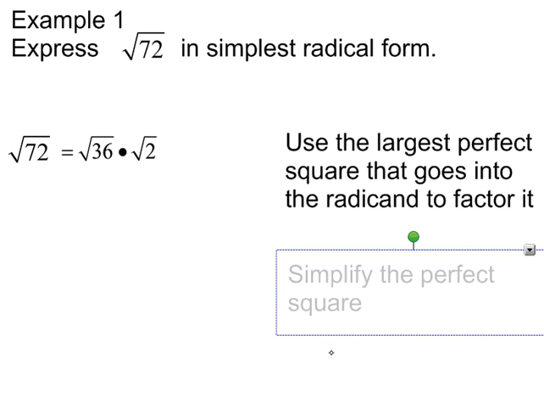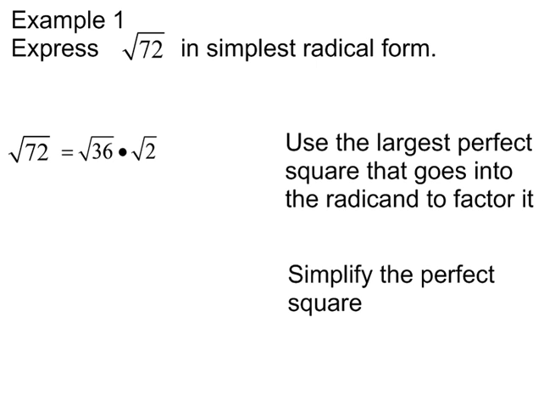Now we just simplify the perfect square. Radical 36 is 6, so we get 6 radical 2. That's our final answer.